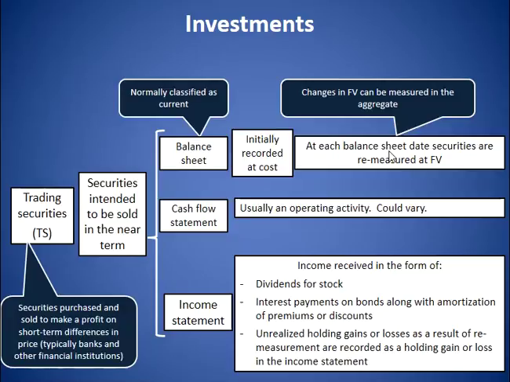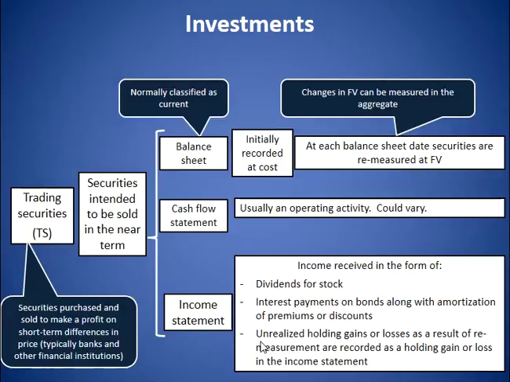Now, with that said, let's flip down to the income statement for a second. Typically, income received, if we're talking about debt, will be interest payments on the bonds with the amortization of premiums or discounts. If it was equity, it's going to be dividends that are received for the stock, in the event that we reclassify our holdings.